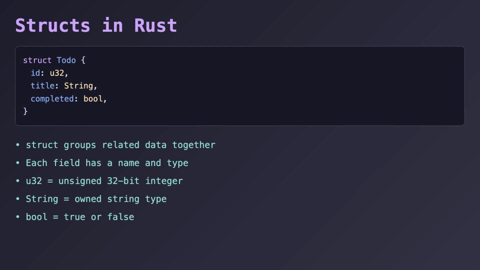First, let's understand structs in Rust. A struct groups related data together. Each field has a name and a type.